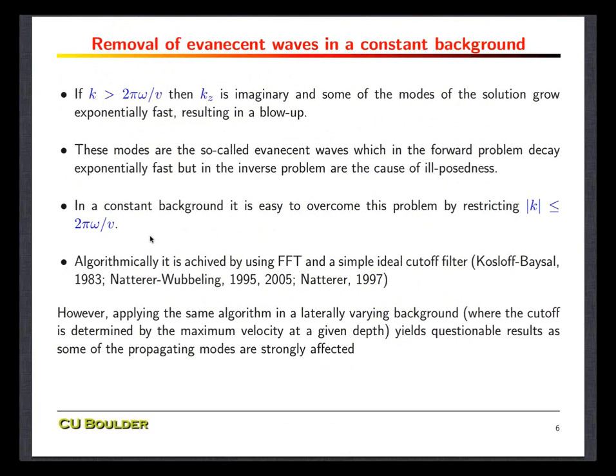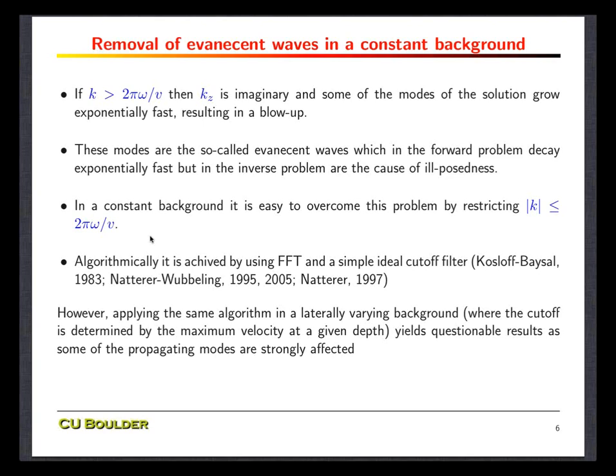Now, if kz becomes imaginary, we have a blow up. And these are associated physically with so-called evanescent waves. So in the forward problem, evanescent waves are exponentially decaying modes. They don't cause much trouble. But if you look at this in the inverse problem, one of the modes blows up, and therefore you have to deal with it.